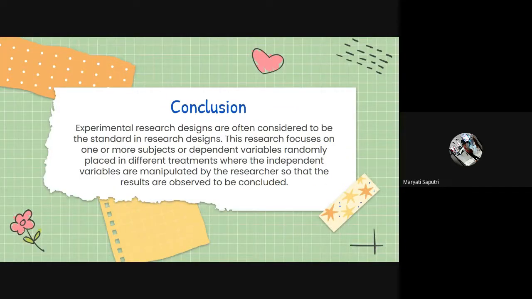So, for the conclusions, experimental research designs are often considered to be the standard in research design. This research focuses on one or more subjects or dependent variables randomly placed in different treatments, where the independent variables are manipulated by the researcher so that the results are observed. To be concluded, experimental research is suitable for research that focuses on examining causal relationships. And the uniqueness of experimental research is being able to control the influence of external variables.